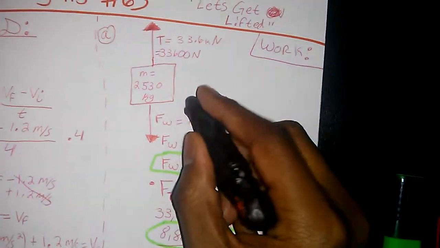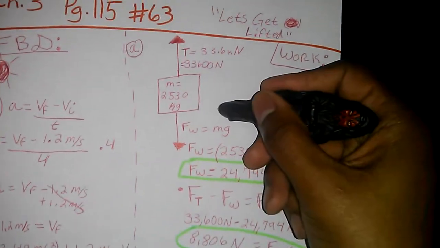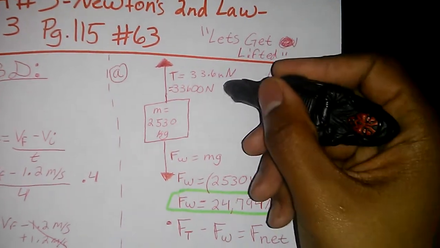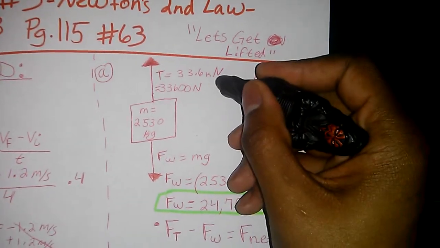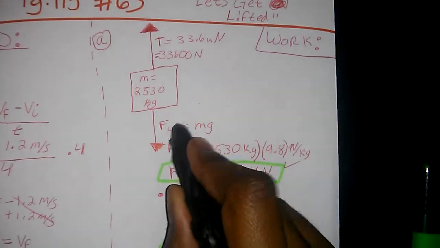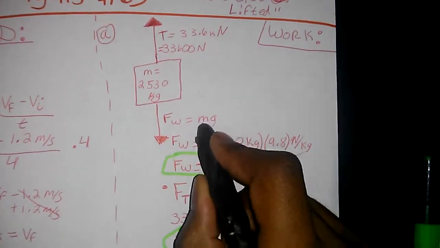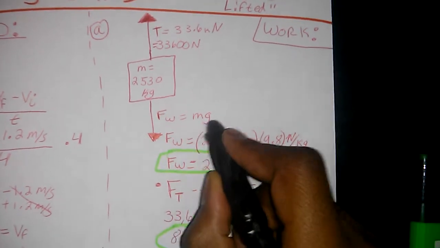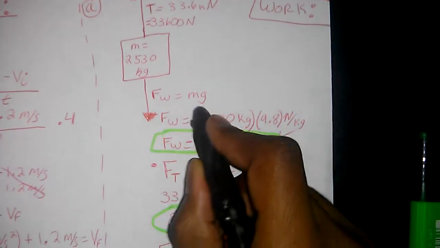This is my free body diagram. First thing you want to do is do your free body diagram. Identify, convert it to the units you need. So instead of kilonewtons, we reverted that to newtons. That stays as mass. And what you want to do is write down your formula: F_W equals mg. That's the first thing you want to do.